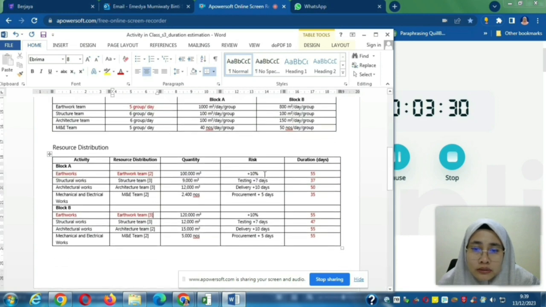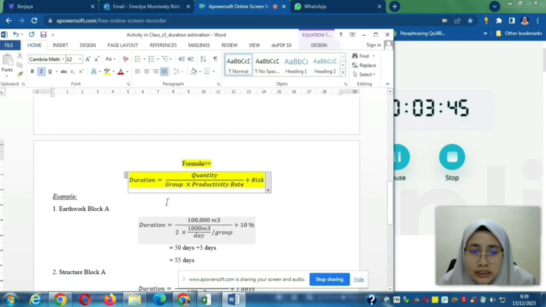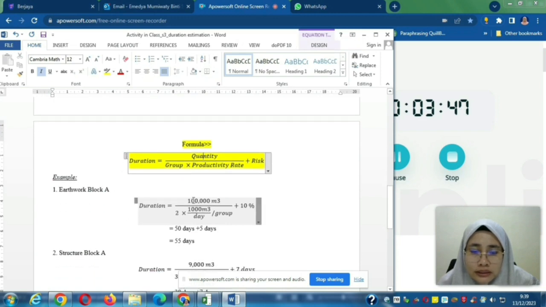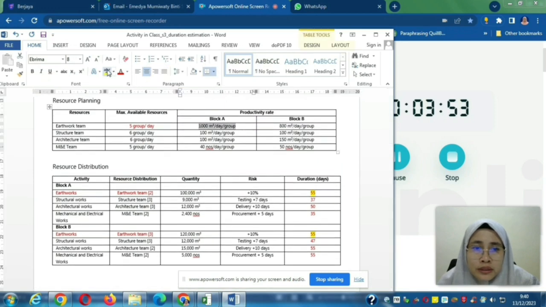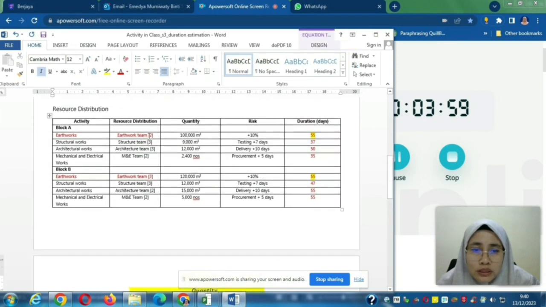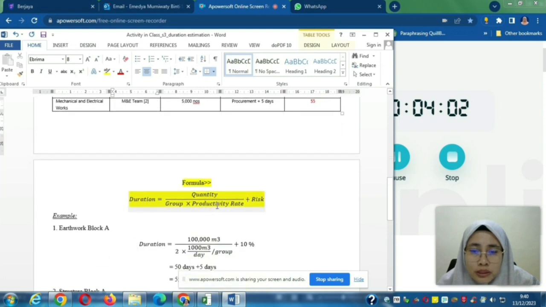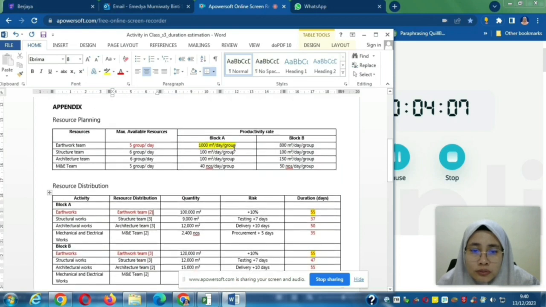To calculate the duration for each block A and block B, you need to use this yellow highlighted formula. For this formula, you have to key in the quantity. Let's say we are calculating for block A, and the quantity is 100,000 meter cube, based on this data for block A, divided by 2 groups, times the productivity rate.